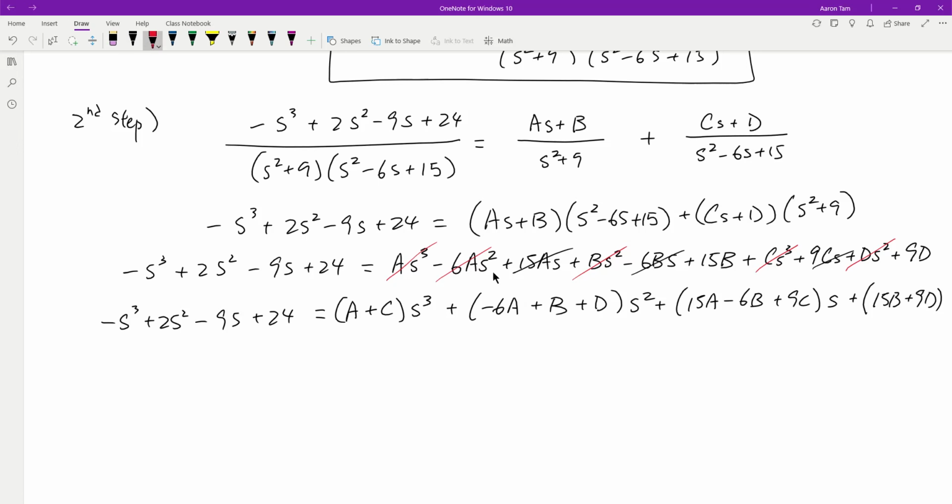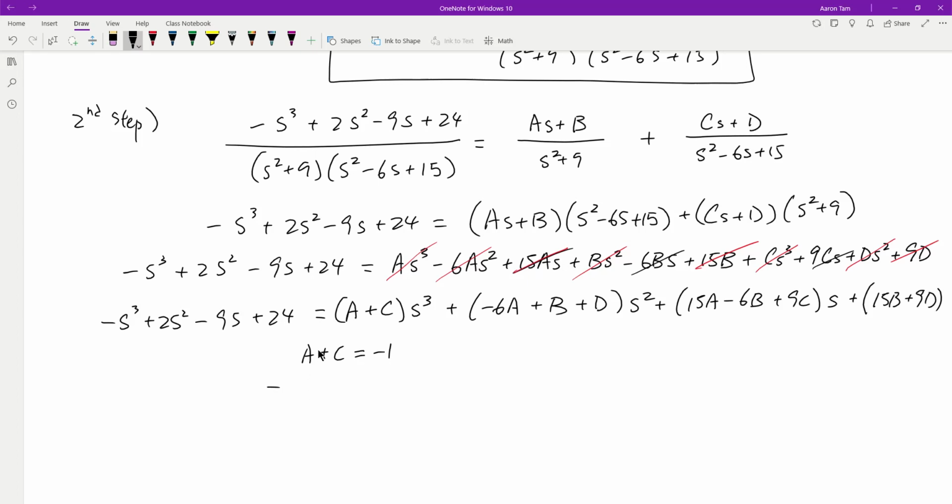And we'll lightly cross out these last two terms. Oops. Okay, there you go. I don't know why that one is black. Alright, so that's it. Now what does that tell me? It tells me that a plus c should equal negative 1.